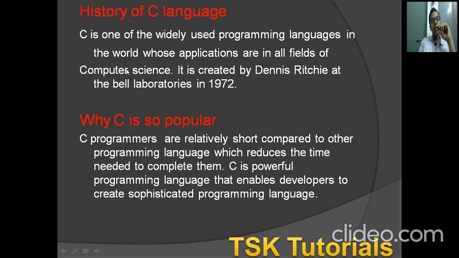As I told, this is the main reason it is used in public activities, and C programs are relatively short compared to other programming languages. As I told, C is the lengthiest form of language. Nobody will show interest in learning the C program, but C programs are relatively short and its uses are wide. C is a powerful programming language that enables developers to create sophisticated programming languages. A smooth programming language or anything can be created from the C program.